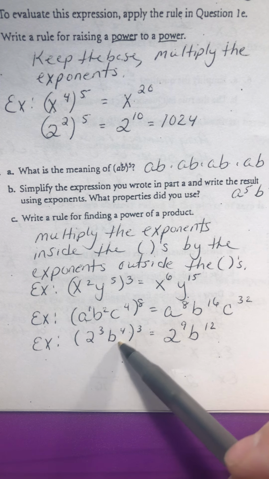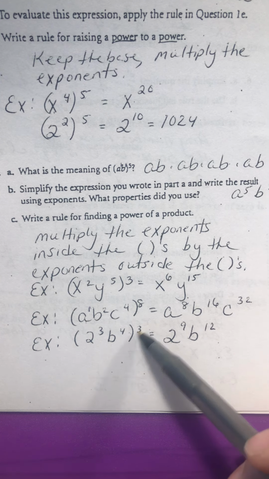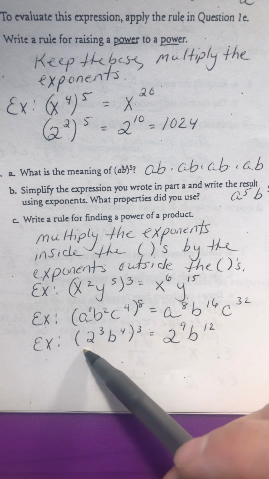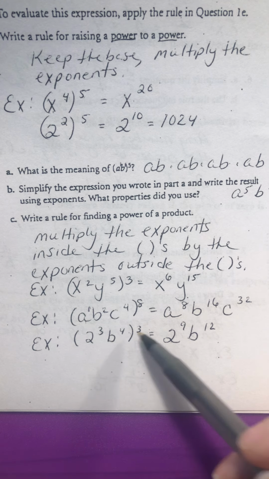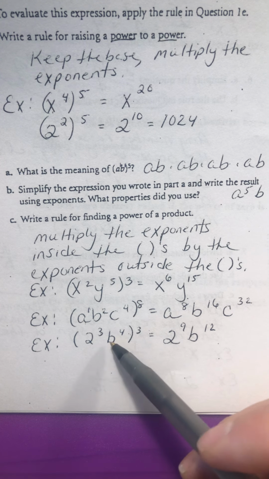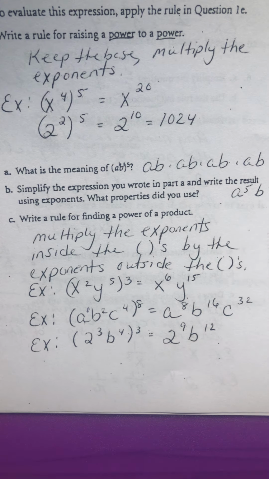2 cubed, b to the 4th, all raised to the 3rd power. This is my base, 2 cubed, b to the 4th. So 3 times 3 is 9, so we get 2 to the 9th. And 4 times 3 is 12, we get 2 to the 12th.